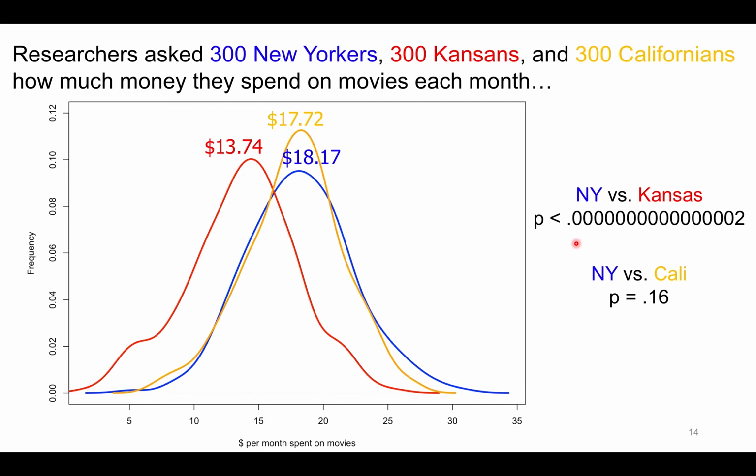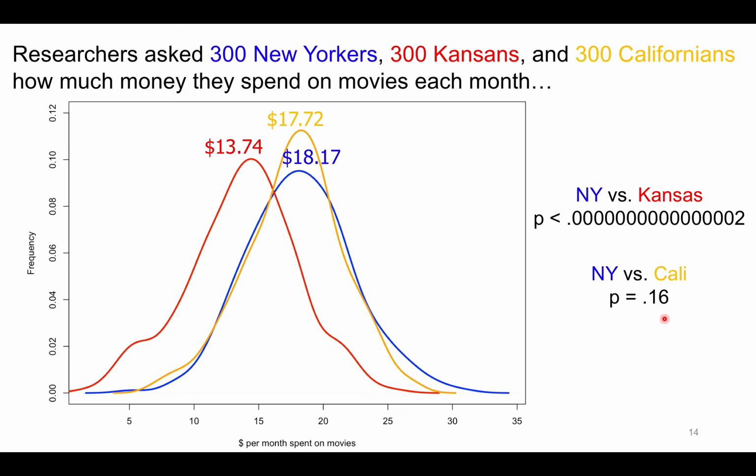If we have data from 300 people from each of these states, and we run these t-tests, what we'll find is that when comparing New York with Kansas, the p-value is incredibly small. So this is a significant difference between Kansas, $13.74, and New York, $18.17. When comparing New York with California, as you might expect, there's no significant difference. These averages are close enough that the little difference between them is probably just due to random chance. So p is 0.16, not less than 0.05, therefore not a significant difference between New York and California.